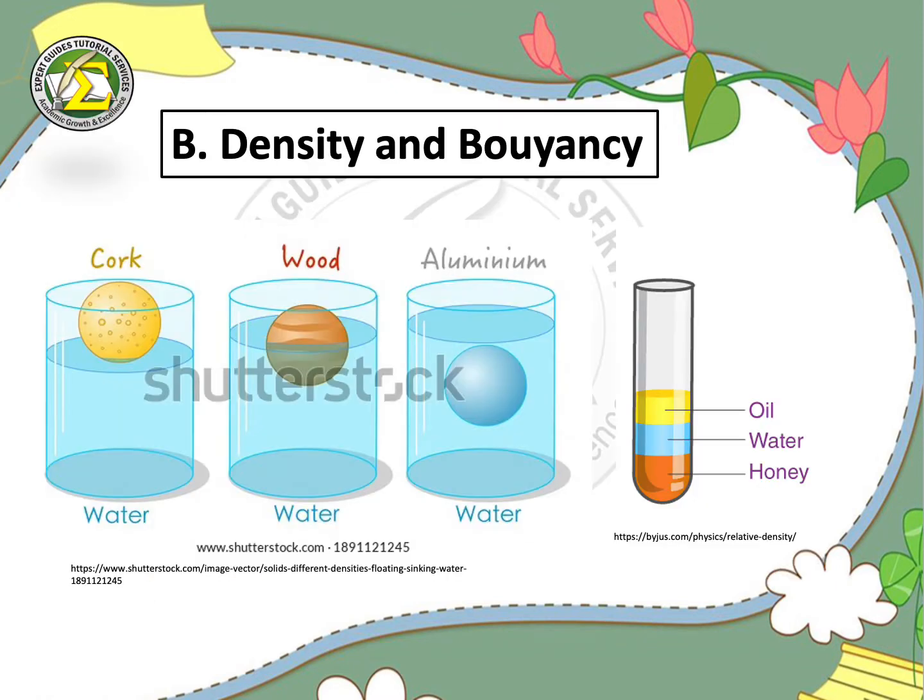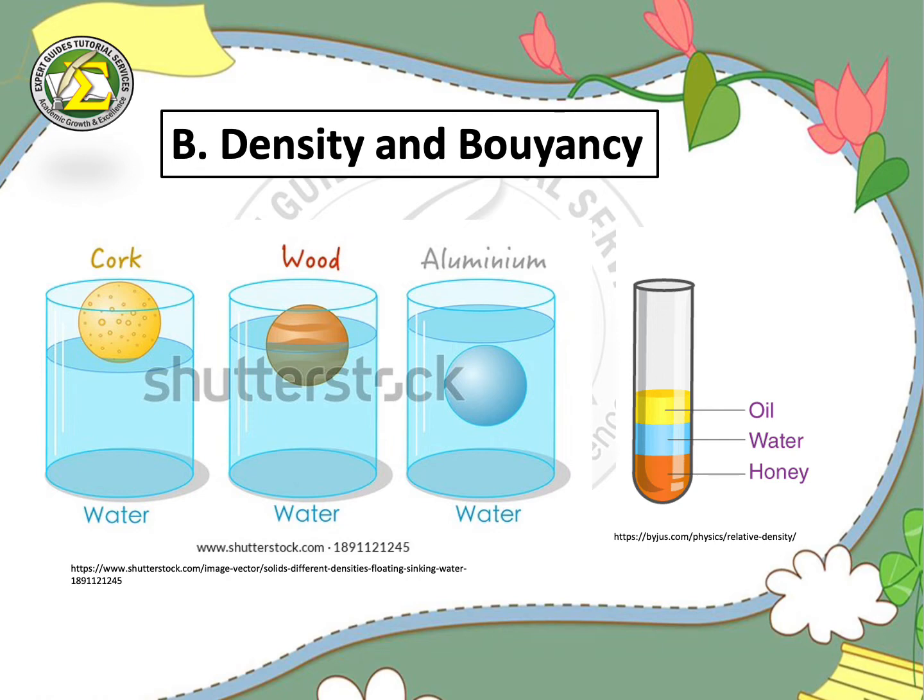Next we have density and buoyancy. Density is the amount of matter that an object has. It is a measure of mass per unit volume. Buoyancy is the tendency of an object to float or rise when put in a liquid. Buoyant force is the upward push exerted by a liquid on an object.